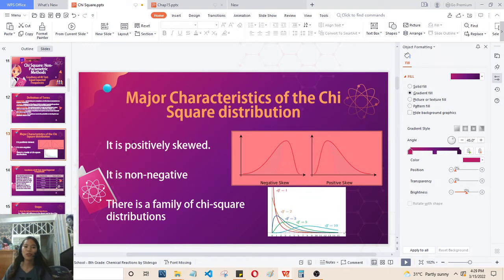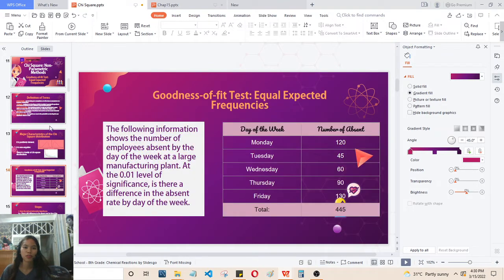Next, we need to know about the major characteristics of a chi-square distribution. First, chi-square distribution is positively skewed, meaning the skew is going towards the positive side of the x-axis. Next, it is non-negative. And third, there is a family of chi-square distributions. Now, to understand these things better, let's try to solve a problem.